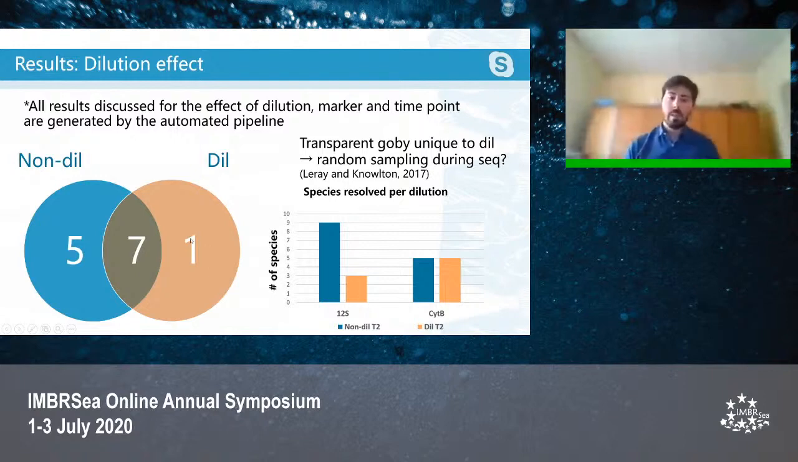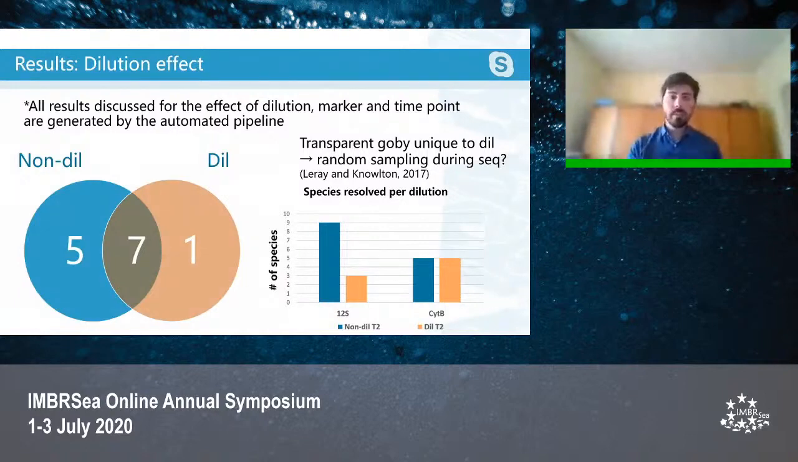It's not surprising that we have more species in the undiluted, as through dilution you can lose rare species. What is more surprising is that there is a species present in the diluted that is not present in the undiluted, as you would expect it to be present in both. This is something that can perhaps happen due to the random sampling which happens during Illumina sequencing.